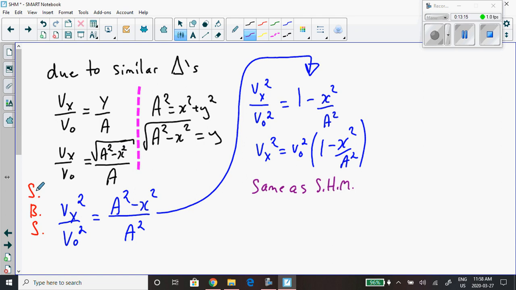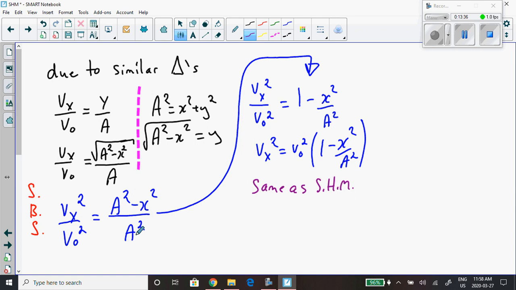Okay. Now I'm going to SBS you. I'm going to square both sides. So let's do that. Vx becomes Vx squared. V0 becomes V0 squared. I'm squaring the numerator. Squaring a root gets rid of the root. So I'm left with a squared minus x squared. And in the bottom, I have a squared.